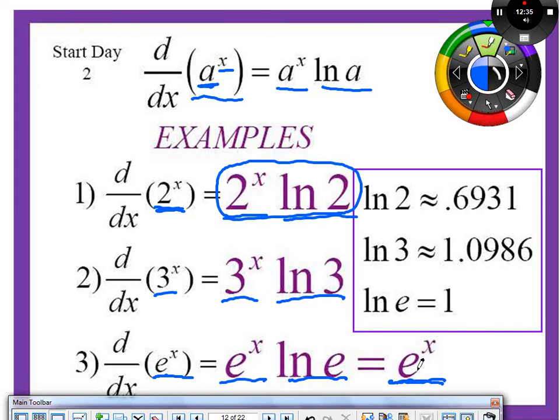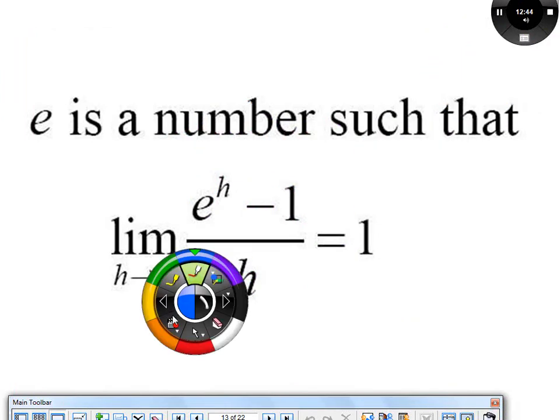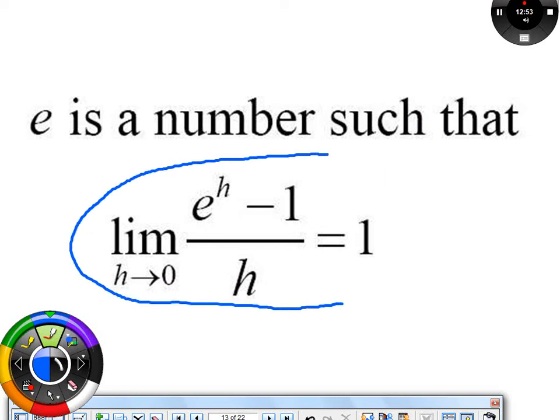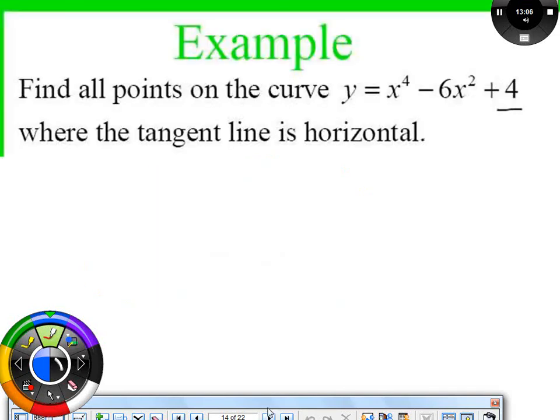So you could take the derivative all day long for this. First derivative, second derivative, third derivative, keep taking the derivative, you get the exact same function. Okay? This is something that's on the AP test. e is described as a number with this interesting property: the limit as h approaches 0 of (e raised to the h minus 1) over h equals 1. So again, kind of just something you memorize, not too big a deal.